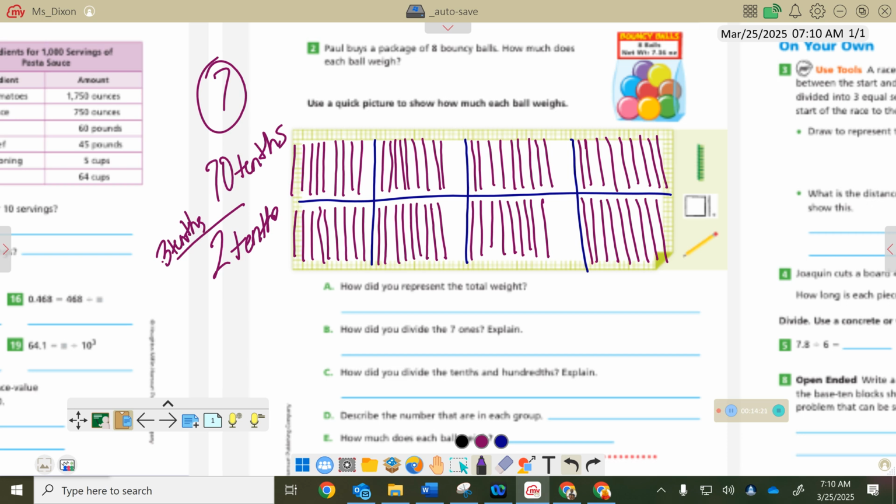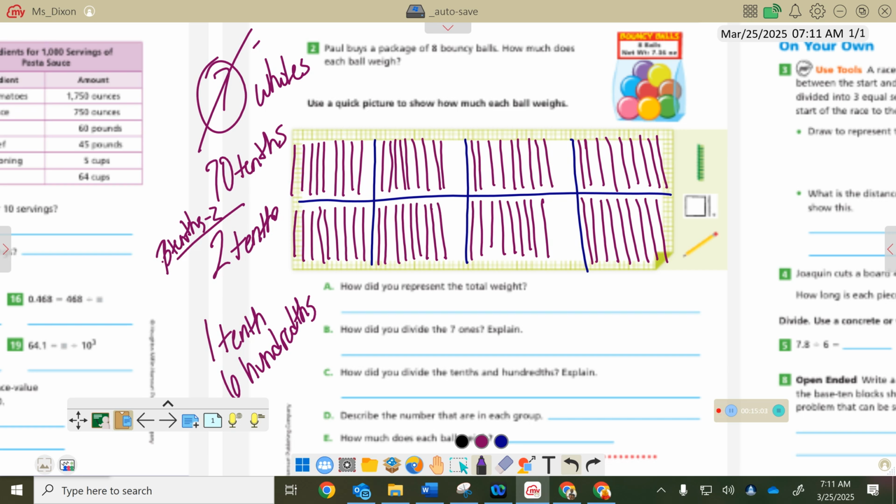So what do I have left? I've used 7 wholes, and I've used 2 of my 3 tenths. So that's going to leave me 1 tenth and 3 hundredths. Can I spread that 1 tenth and 3 hundredths among 8 bouncy balls?